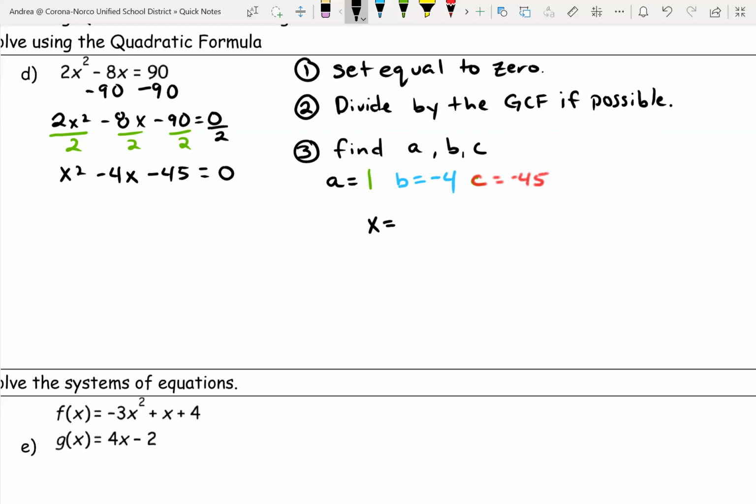It's x equals negative b plus or minus square root b squared minus 4ac all over 2a.